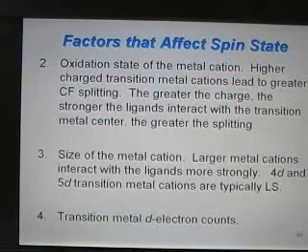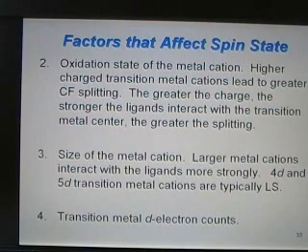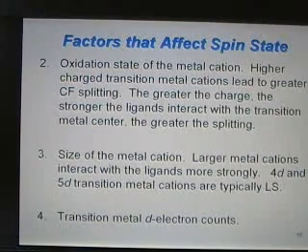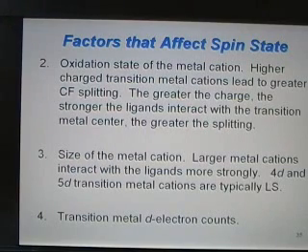The second factor that affects spin state is the oxidation state of the metal cation. The higher charged transition metal cations lead to greater crystal field splitting. So if you looked at Ti2+ versus Ti4+, you would expect Ti4+ to have a greater split of the d orbitals. The greater the charge, the stronger the ligands interact with the transition metal center, and therefore the d orbitals split more.